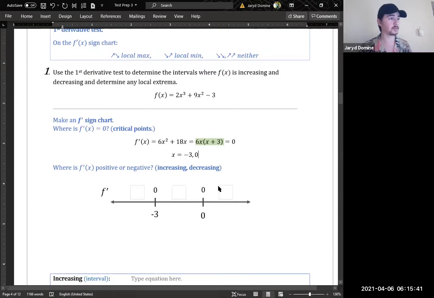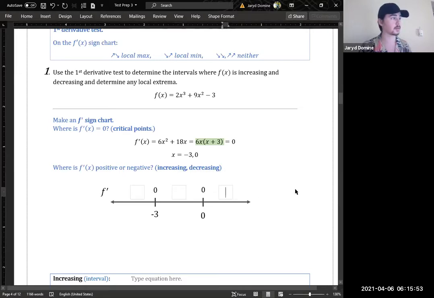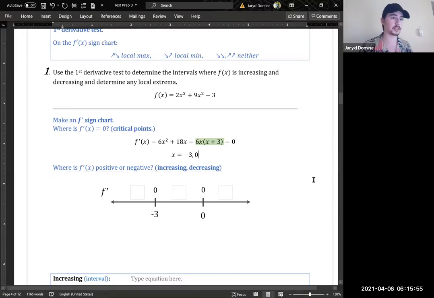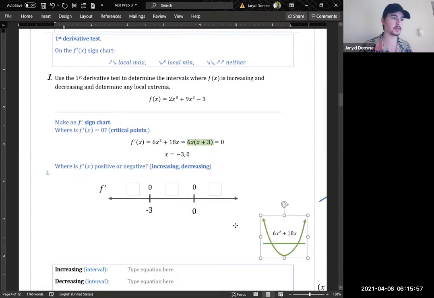The only other question is, I'm going to mark these zeros on our sign chart here: -3 and 0. The only other question is whether it is positive or negative in these three different regions. I'll show you my way first. This is my way.